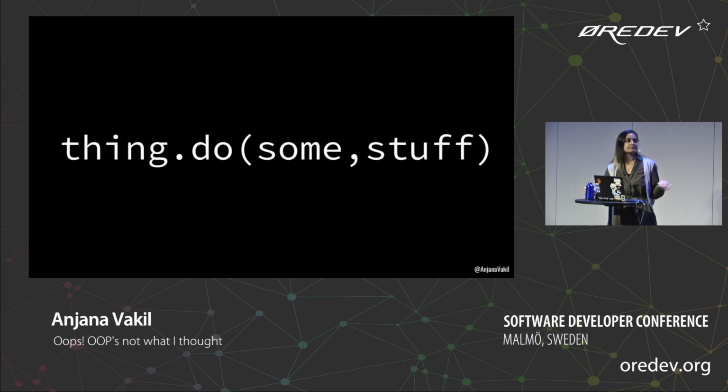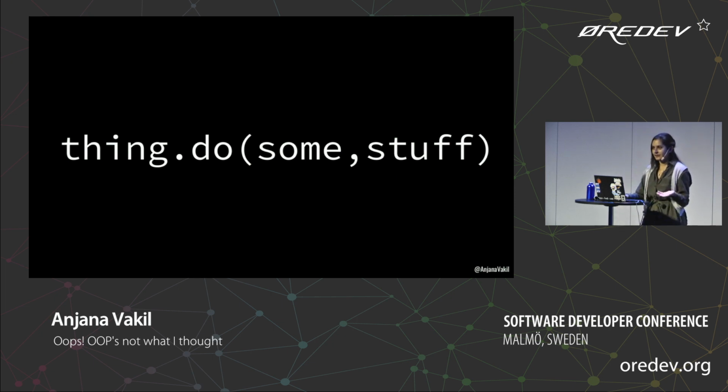This is some pretty typical looking OOP code. We've got a thing, some kind of object. Then we have a dot. And after the dot, we have some method name, which when we call it, is telling the object to execute this method, do. We're passing in some information, some stuff.